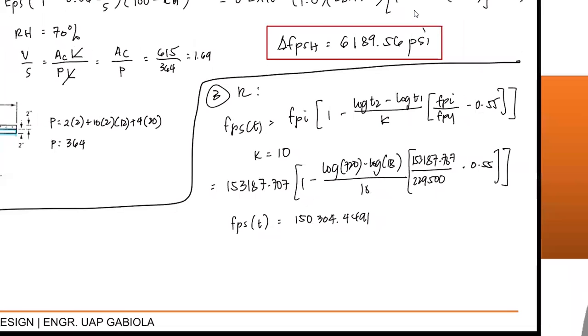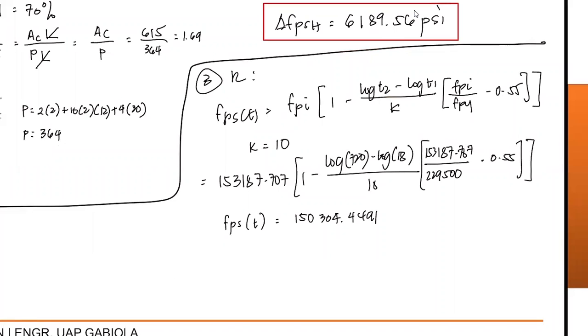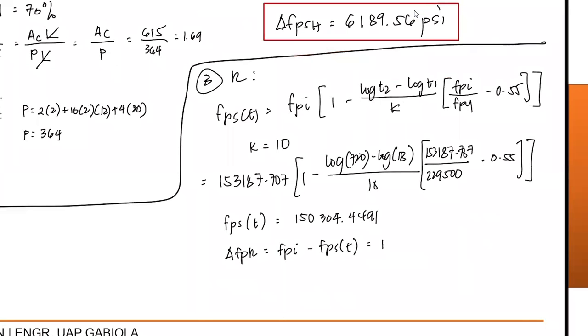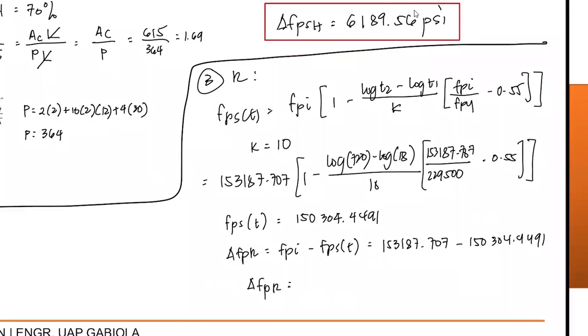Okay? So, yan yung ating estimation. So, yung ating FPR will be equal sa FPI natin minus yung FPST, which is 153,187.707 minus 150,304.4491. So, ang ating value dito will be 153,187.707 minus yung answer natin. So, we have a loss of 2,883.258 PSI. Okay? So, ito yung ating relaxation for the second stage.